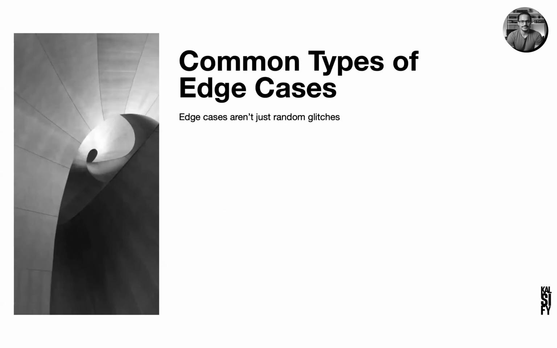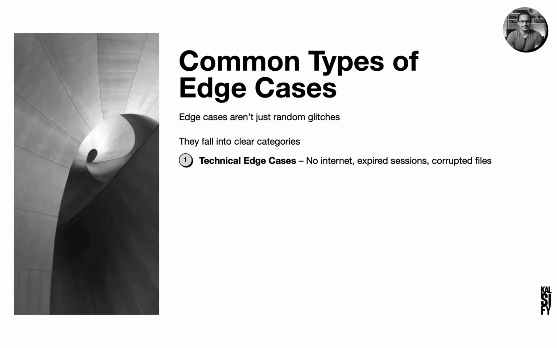So, what are the common types of edge cases? Edge cases aren't just random glitches, they fall into clear categories. First is technical edge cases. These happen when technology doesn't cooperate, for example, no internet or a slow connection, app session expires, or data gets lost, uploading a huge or broken file, low battery mode affecting app performance. Instagram doesn't fail when your internet is bad. Instead, it saves your post and uploads it later. Smart, right?